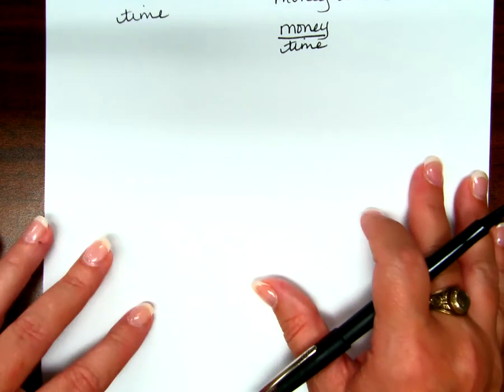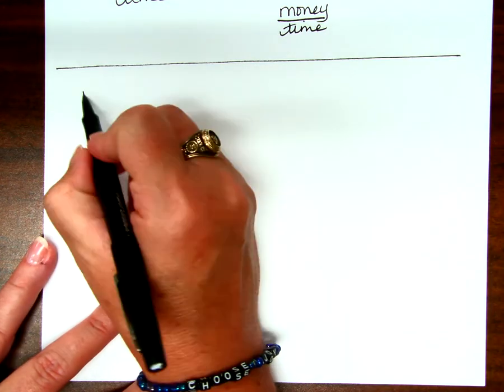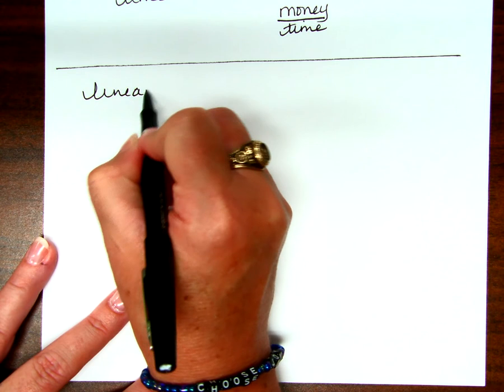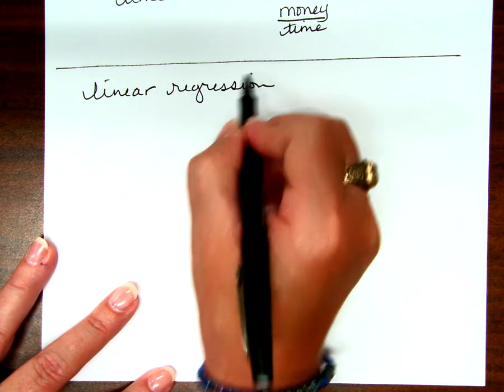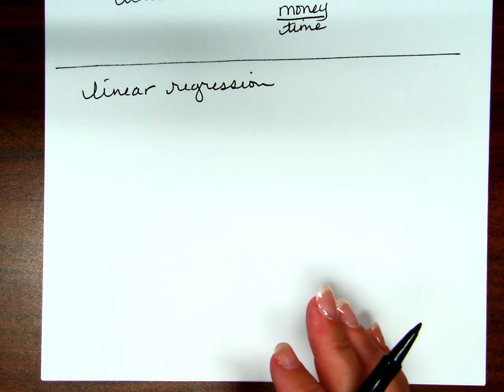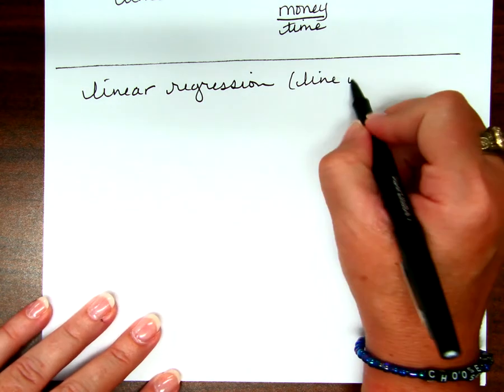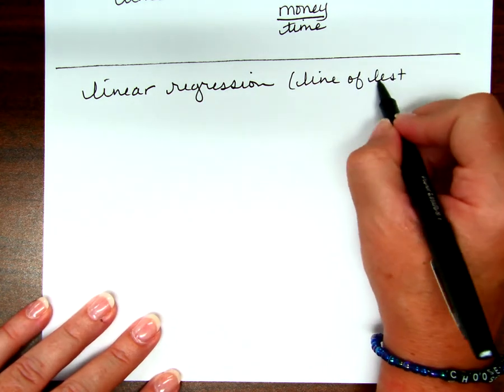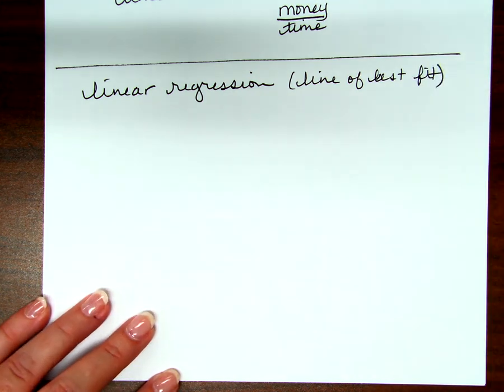The other thing you've got to be able to know for today's lesson is how to find a linear regression. A linear regression. Sometimes this is called a line of best fit. Okay?